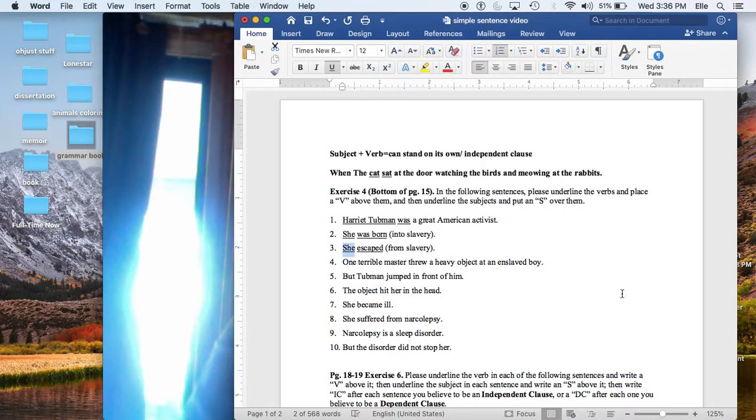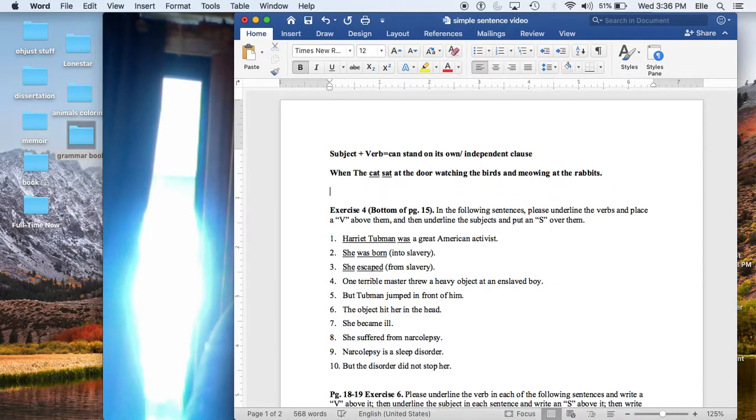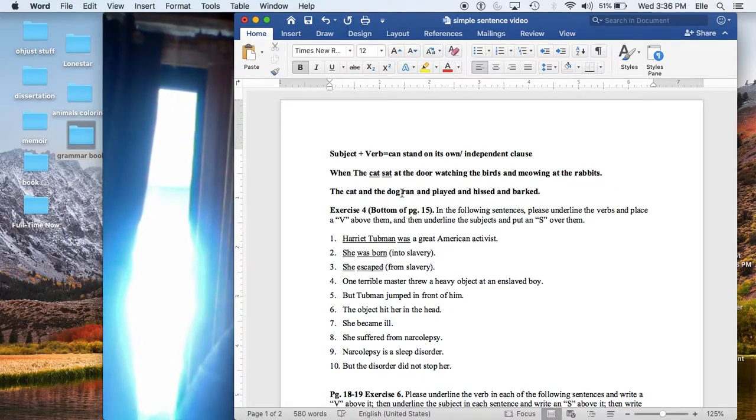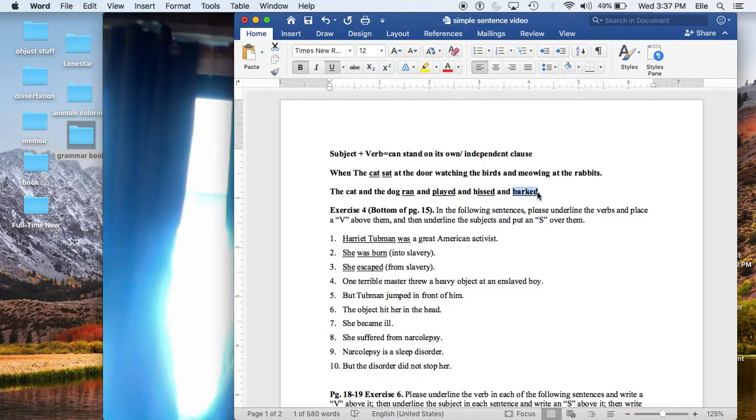But here's an example. So I could say, the cat and the dog ran and played and hissed and barked. Here we have ran is a verb, played is a verb, all past tense, hissed is a verb, and barked is a verb. We have 4 verbs in this sentence. It's still a simple sentence. Then we say who or what ran and played and hissed and barked. The cat is the subject, and so is the dog.